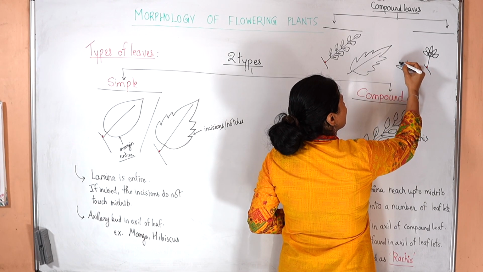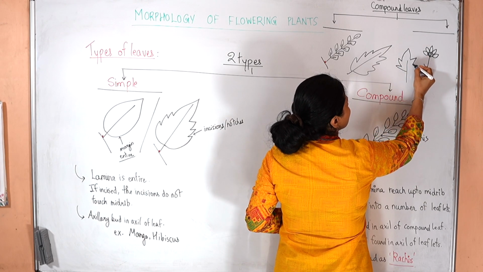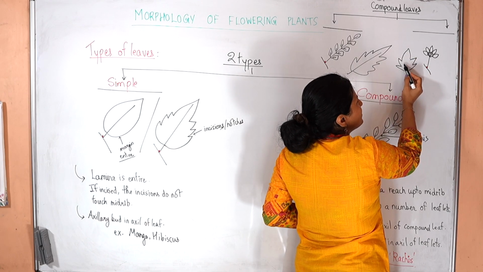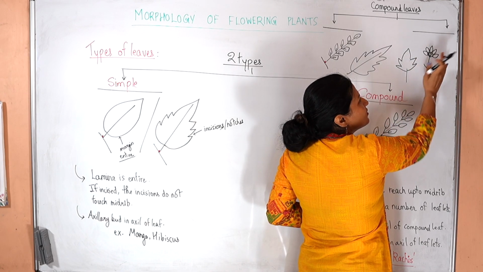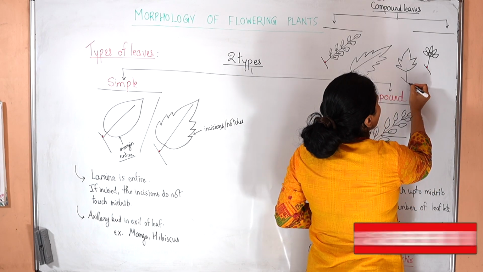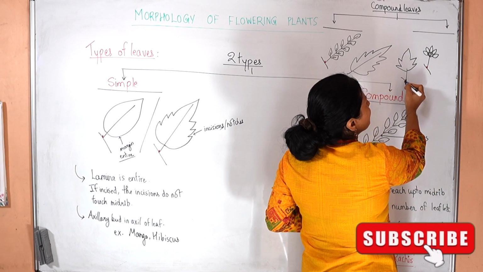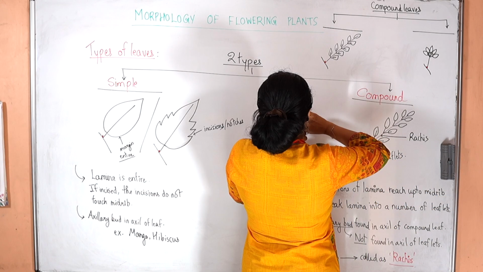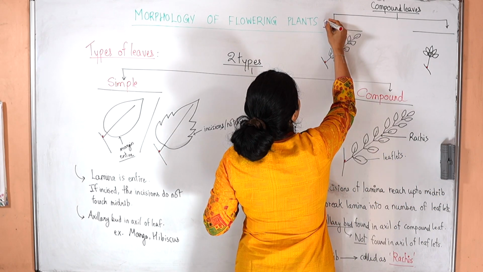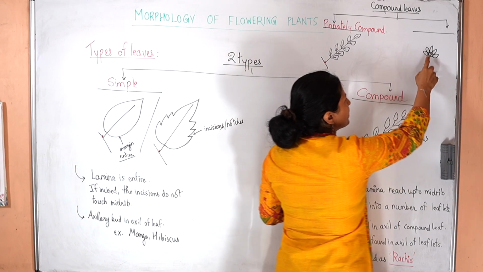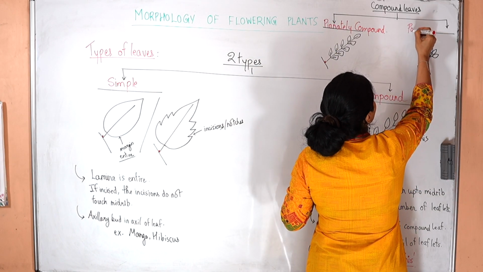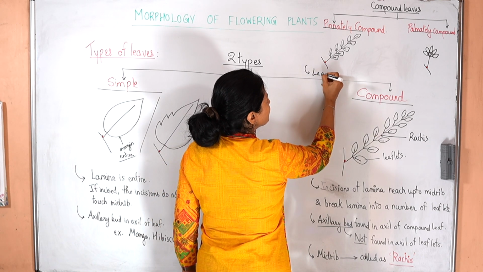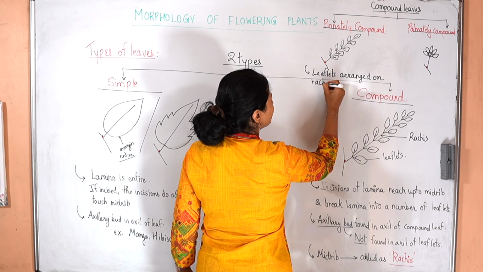How was this leaf originally? This leaf could have been like this. Probably the incisions went deep and touched the midrib. Probably this lamina has been broken down into this kind of leaflets. The axillary bud will be in the axil of this particular leaf. So these are the two different types of compound leaves here. This one is known as a pinnately compound leaf and this one will be called a palmately compound leaf. In a pinnately compound leaf, the leaflets are arranged on the rachis.